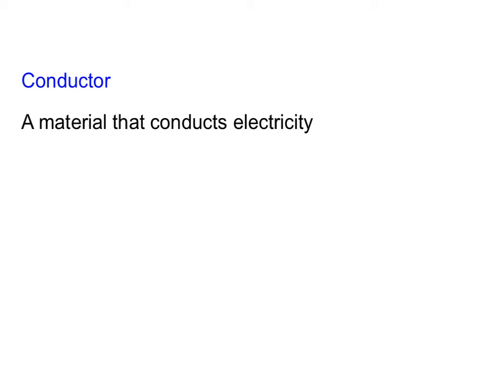So next we have a thing called a conductor. And a conductor is going to be a material that conducts electricity. Most conductors are metals. However, some ions in water, so an aqueous ionic solution, might also be a good conductor. However, most solid conductors are metals.